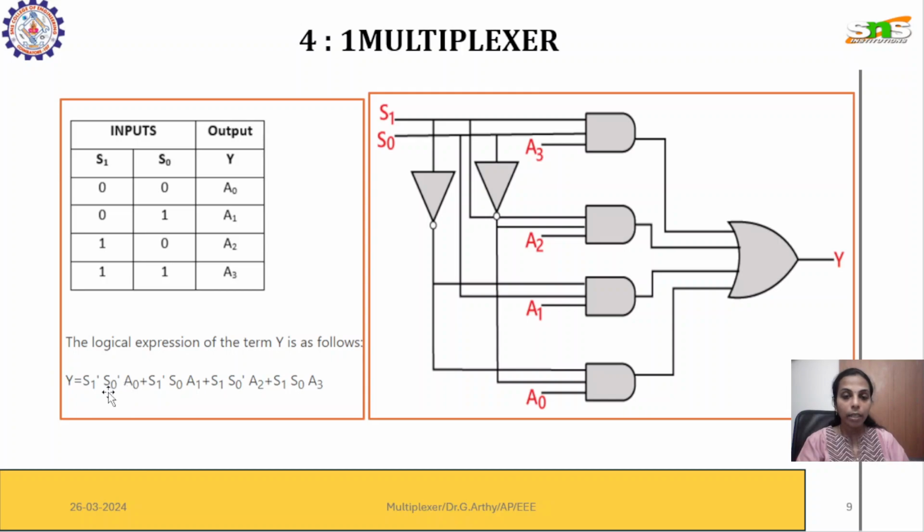We have realized this. A three input AND gate is required, and there are four AND gates in total. Here both S1' and S0' are available: from the selection lines S0 and S1, using NOT gates, we generate S0' and S1'. Then an OR gate combines the outputs.